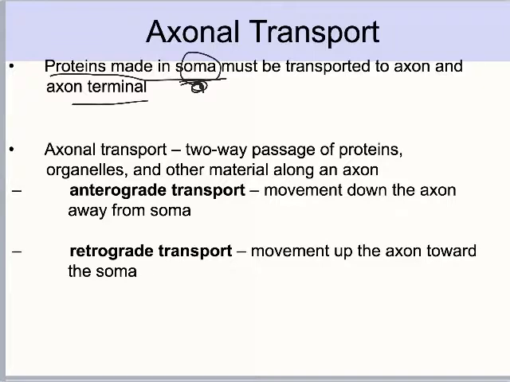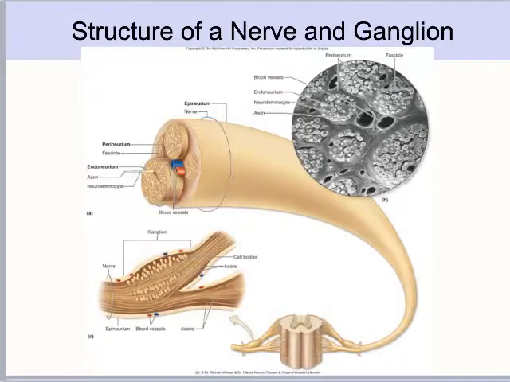So with axonal transport, there's two-way passage. There's anterograde, which means it goes down the axon away from the cell body, and retrograde means it's going back the other way. So just two different ways things can move. Anterograde, it's going forward. Retrograde, it's going back.